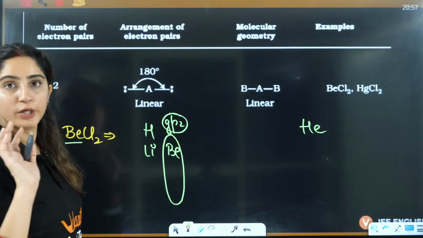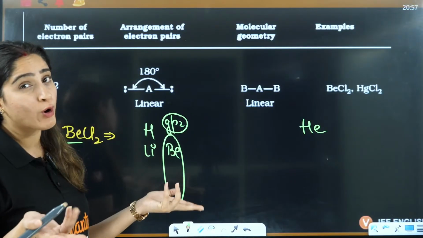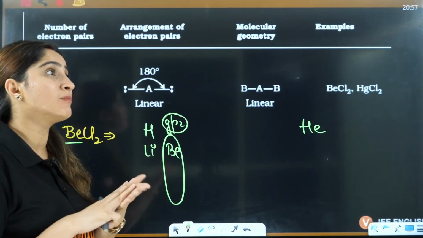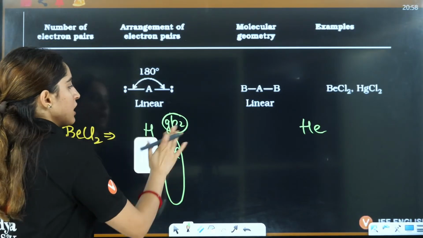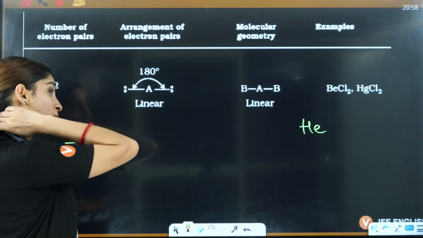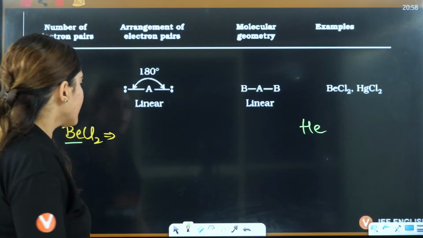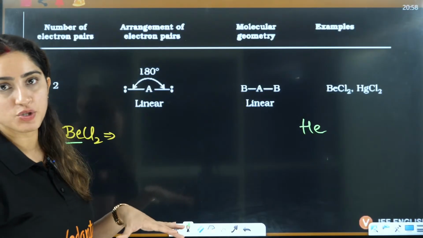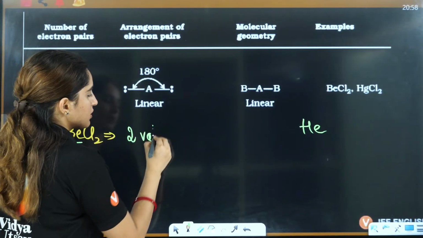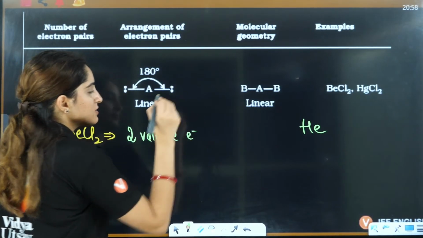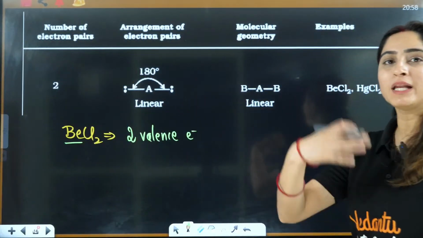So here it is group number 2. Group number 1 makes 1 bond, group number 2 makes 2 bonds, group number 13 makes 3 bonds, group number 14 makes 4 bonds. Group 15 makes 3 bonds, though it has 5 valence electrons. Valence electrons is what I am asking you. In group number 2, how many valence electrons do you have? 2 valence electrons. Now tell me, in BeCl2, how many bonds can it form?